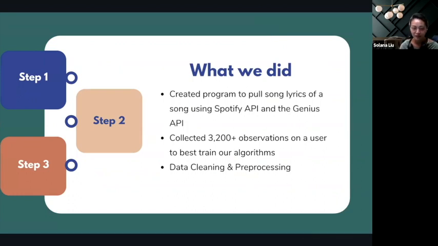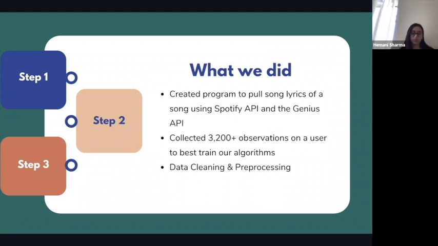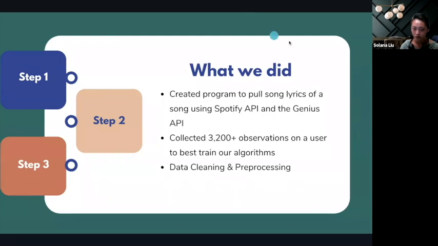Hi, I'm Solana, one of the data scientists on this team. What we did was create a program to pull the lyrics of a song using the Spotify API and the Genius API. We collected over 3,200 observations from a user's song listening history. This would include things like the song title, the artist, how long the user listened to the song, genre, and audio features such as danceability, acousticness, and energy. After some data cleaning and pre-processing, we analyzed the lyrics more to predict an emotion score, and I'll pass it on to Pratyusha to talk more about that.